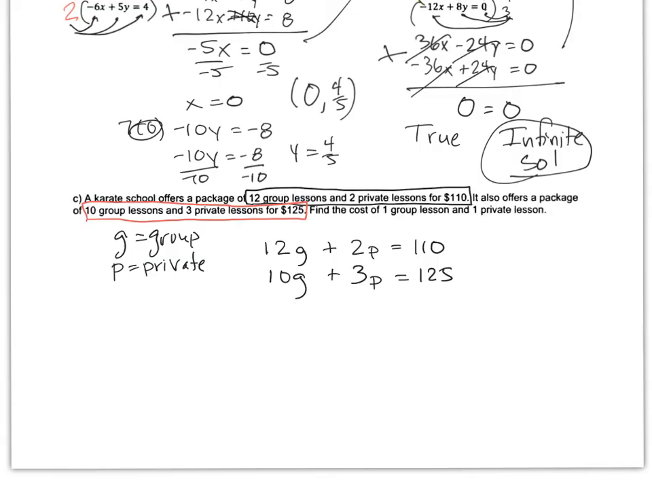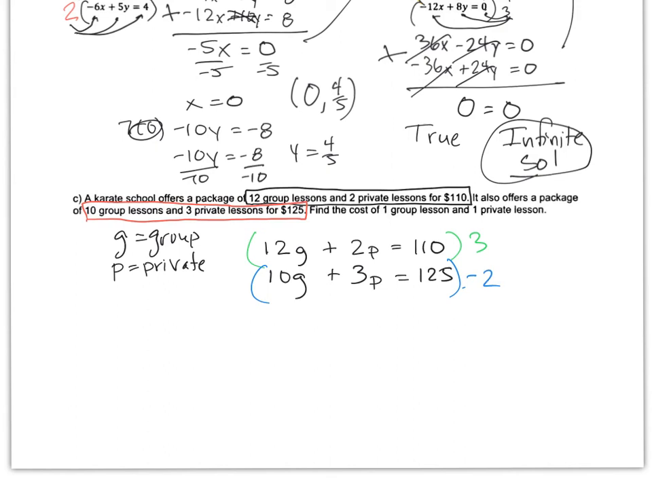I want to get rid of P because it's smaller numbers, which means 2 and 3 have a multiple where I can each get to 6. I can multiply each in order to get to a 6. So I'm going to have to multiply the top equation by, let's say, 3, because 2 times 3 will give me 6. I want one to be negative. I'll multiply the bottom equation by -2. So I get a +6 and a -6.